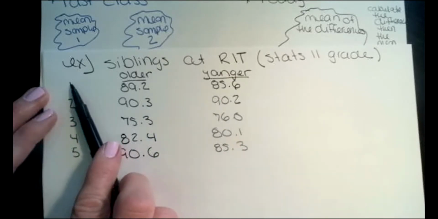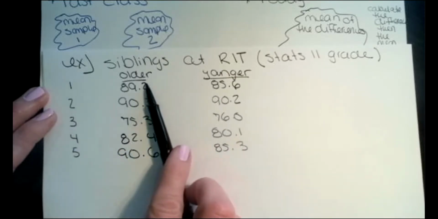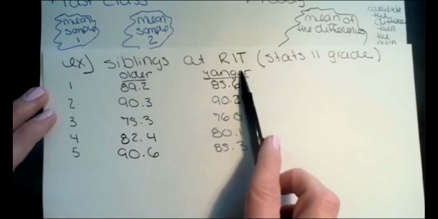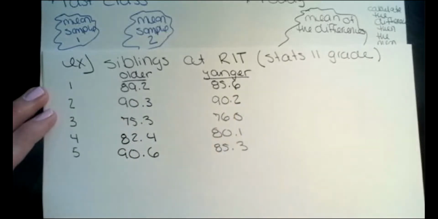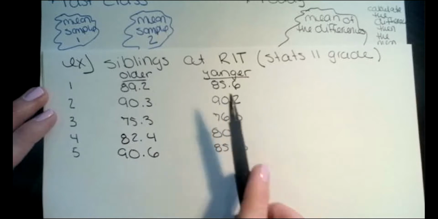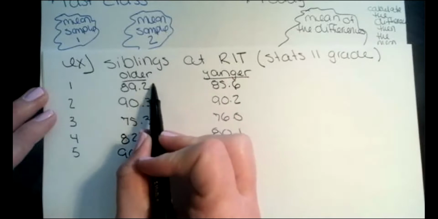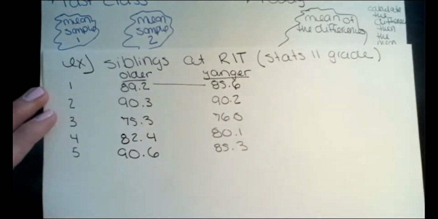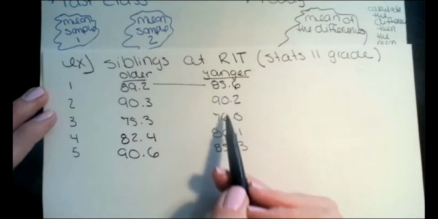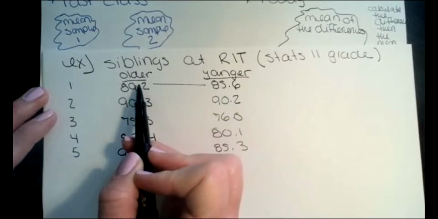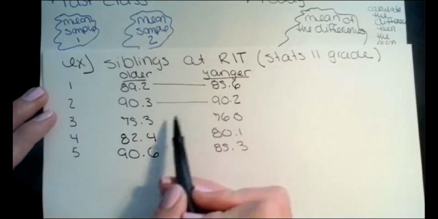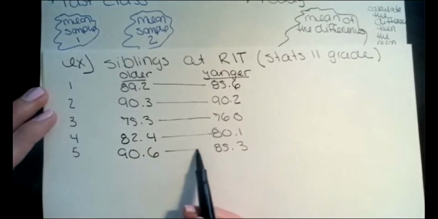First of all, when I look here, I have the same sample size. I have 5 older siblings and 5 younger siblings. And then I need to know, well, what is it that's making them linked? What links this person to this person? Well, it's that these two are siblings. So these two are linked directly. It's ordered, so I can't change the order. This person is the sibling of this person, and same with all of these. Okay, and that's how paired data works.